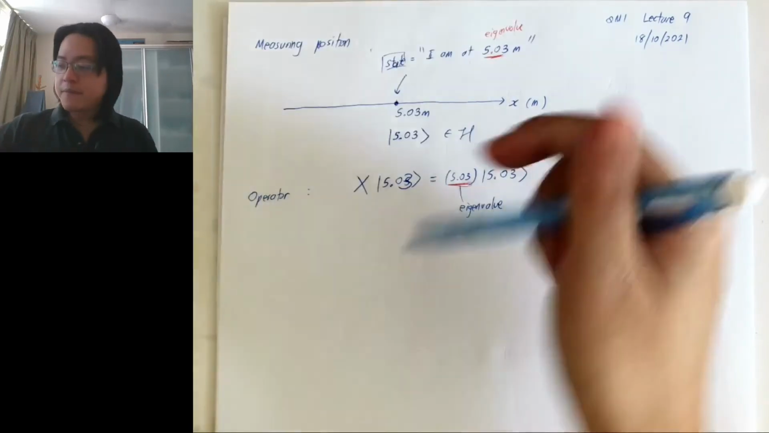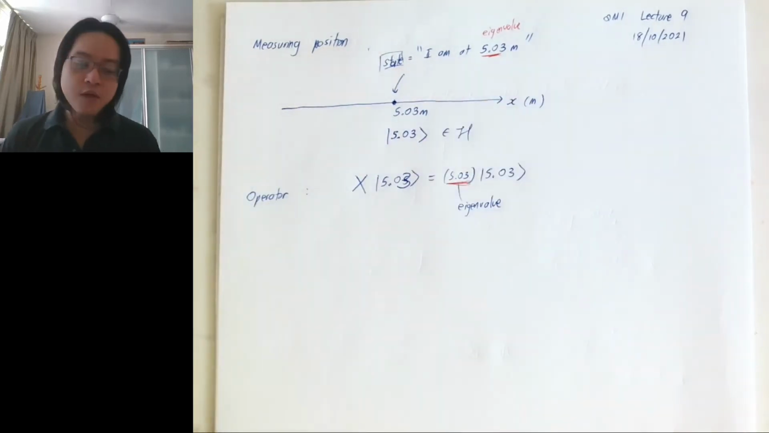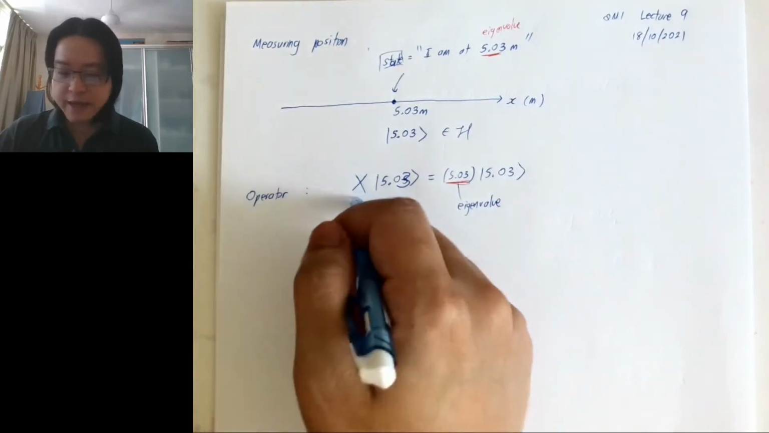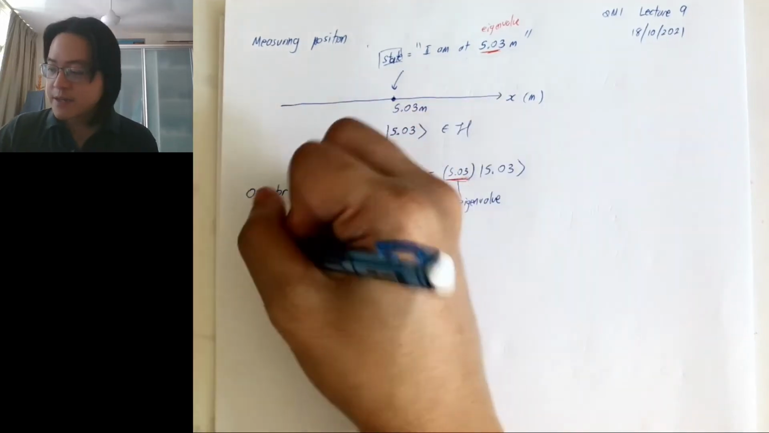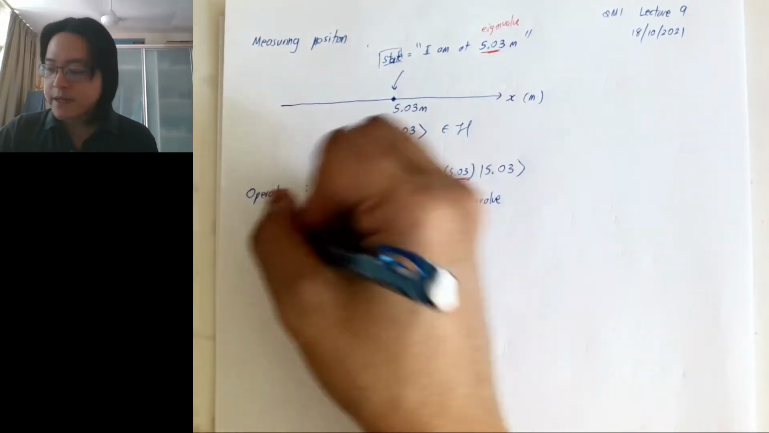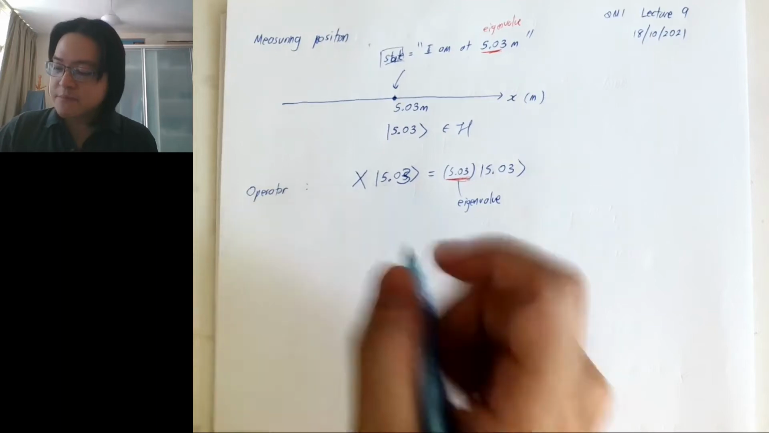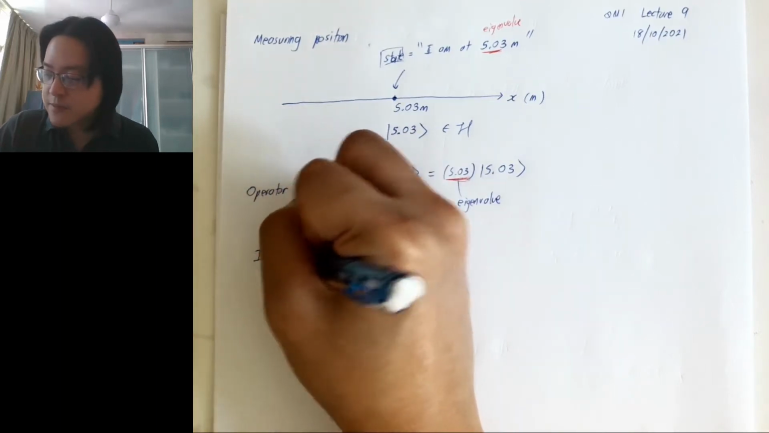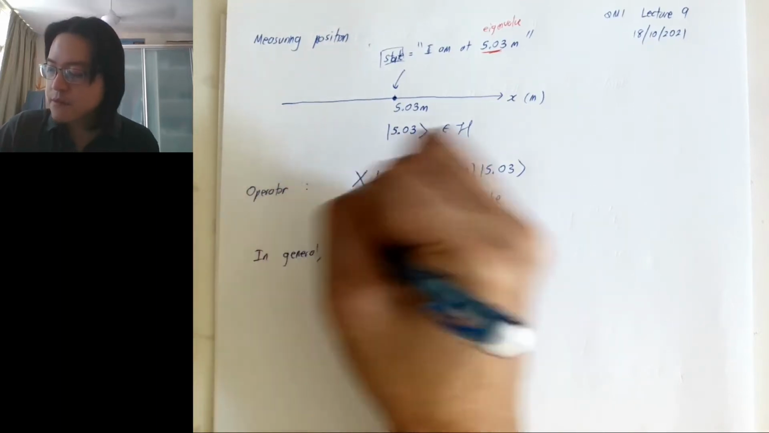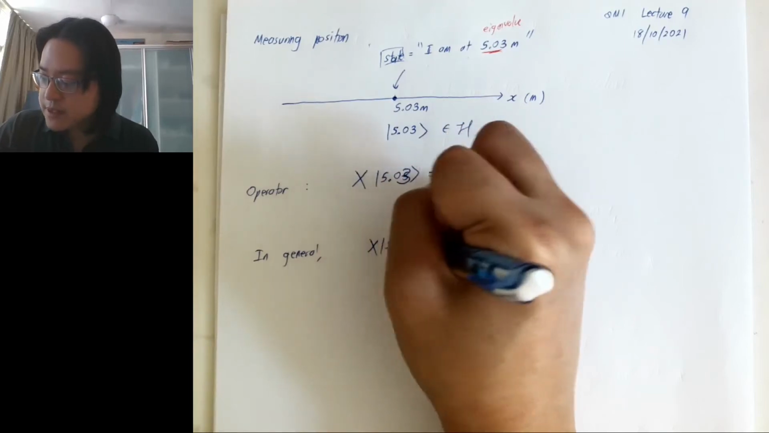So this is what we mean by an eigenstate of the position operator. This position x is measuring the position of the particle. I took one random number, but in general, of course, it could be any number. That's why we write this equation.